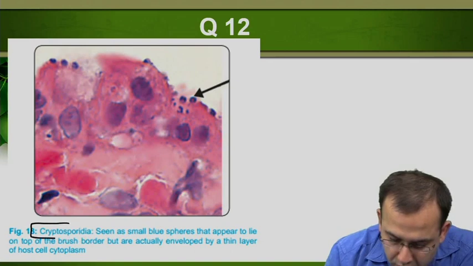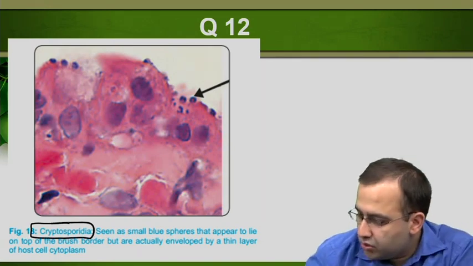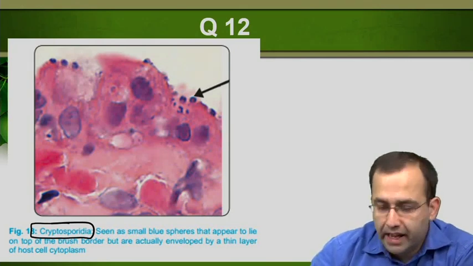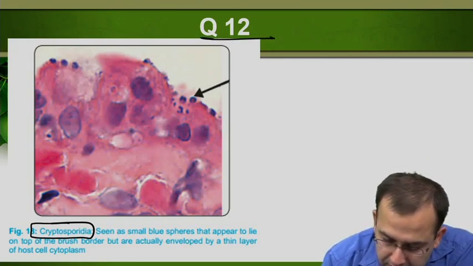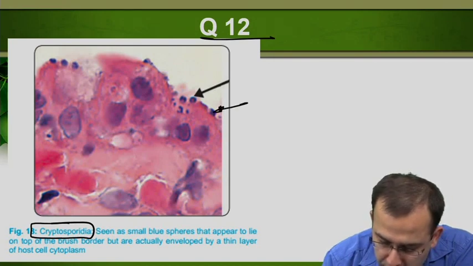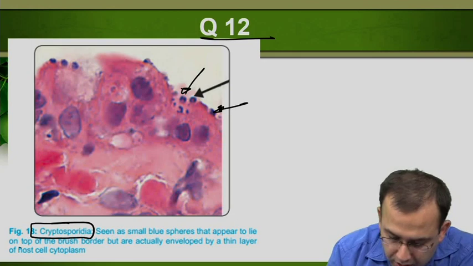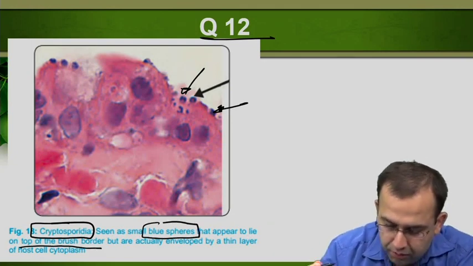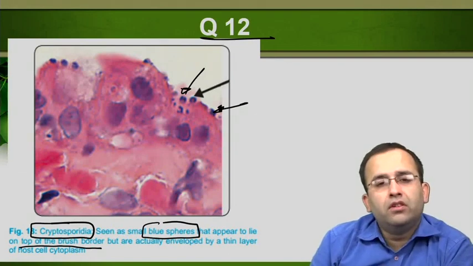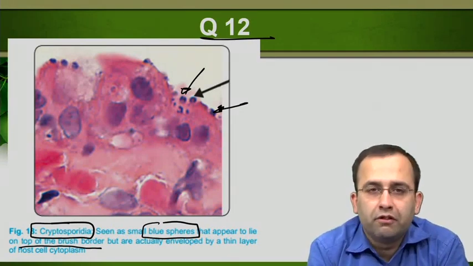What this is showing is cryptosporidia. Cryptosporidiasis, that is question 12. The answer is A. Cryptosporidiasis. This is question number 12 of your paper. These are the small blue spherules which appear on the top of the brush border. These are the small blue spherules. This is cryptosporidiasis. This is an important prospective question.